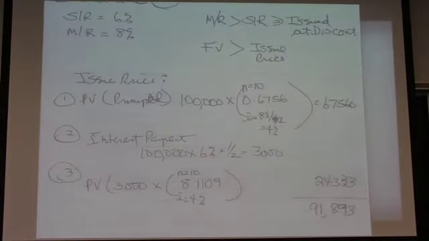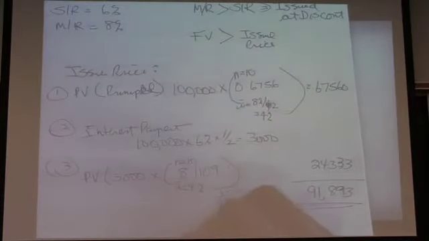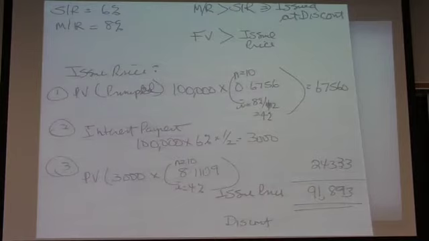Fair value is 100,000. So how do we calculate the discount? If this is the issue price, the discount must be the difference between the 91,893 and the 100,000, which in this case is 8,107.